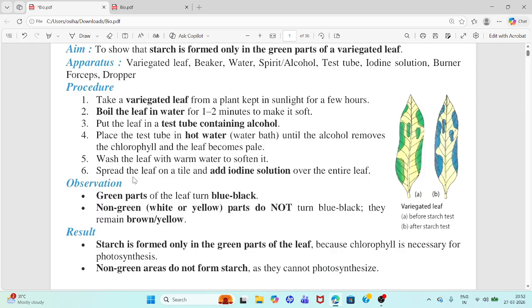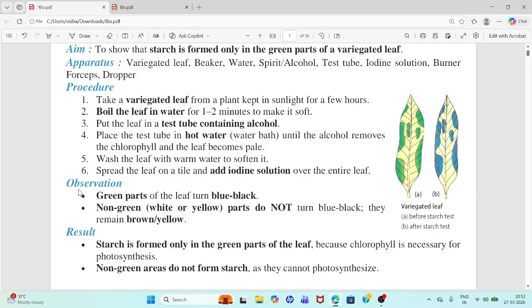Sixth point, you have to spread that leaf on a tile. Then you have to add iodine solution. You have to pour that iodine solution over the entire leaf. You can see here in this picture, A is before the starch test and B is the leaf after the starch test. The green part has turned blue.